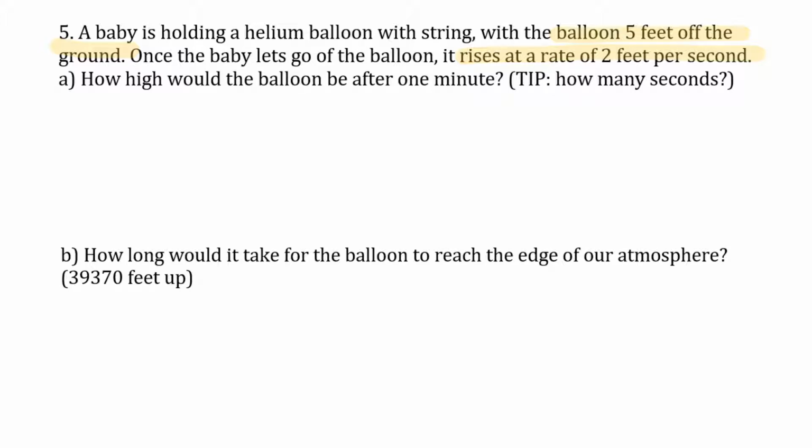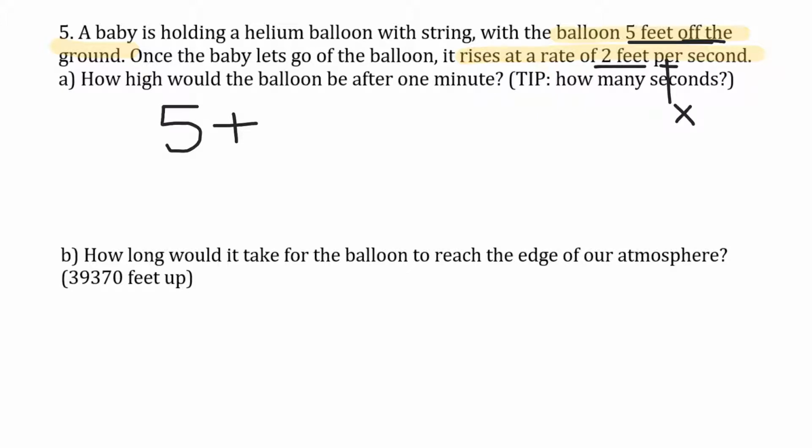Well, let's try and figure out the equation that would help us here. Now we know that the balloon starts 5 feet off the ground. So right off the bat, it's already 5 feet up in the air. And then as it's rising, that means it's gaining elevation. So we're going to be adding, and it goes up at a rate of 2 feet per second. Now remember, per means to multiply.